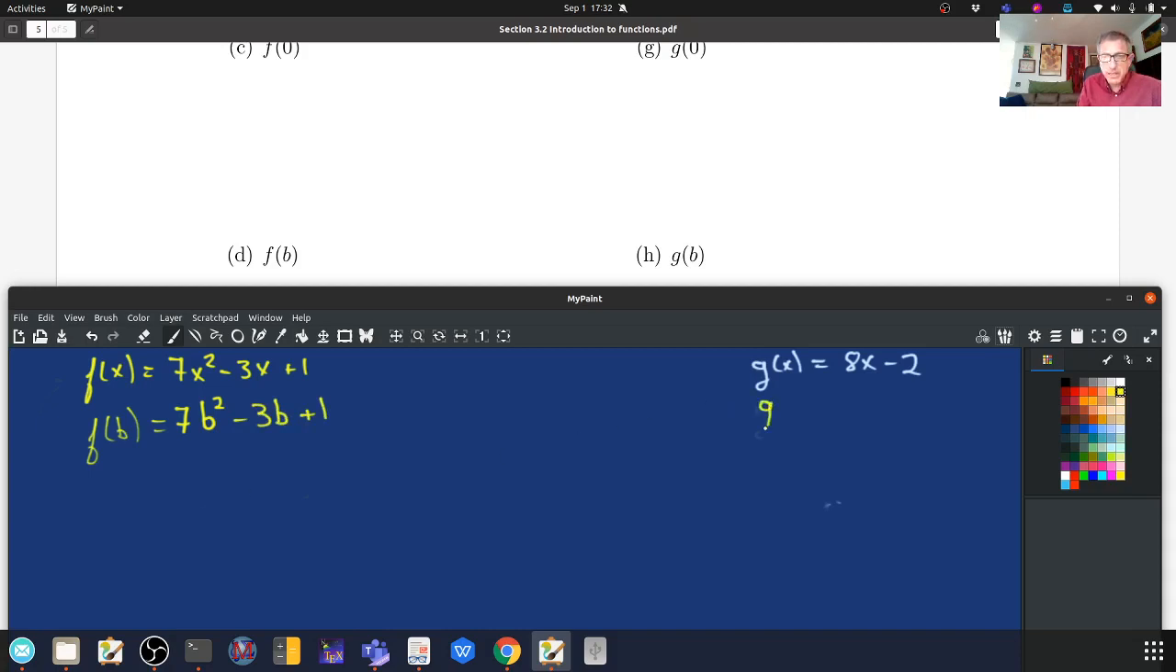And g of b is the same. That's equal to 8b minus 2. Now there's something you could do over here. You could factor out the greatest common factor and say that's equal to 2 times 4b minus 1. So if you're not convinced that that's true, just use distribution and you're going to get 8b minus 2, which is what I started out with. So that's it for 13.2, Introduction to Functions.